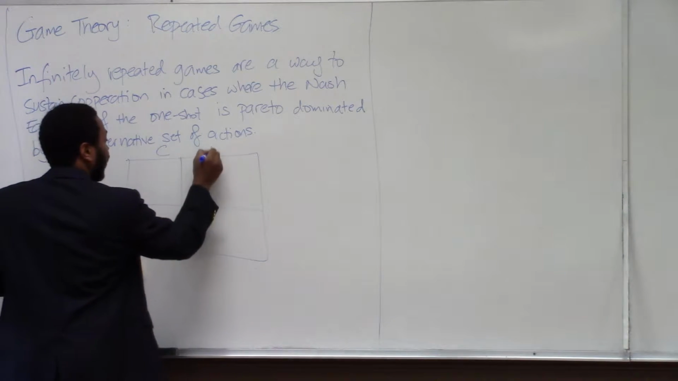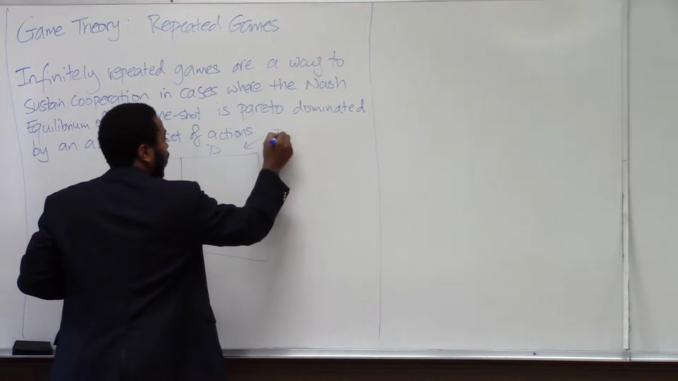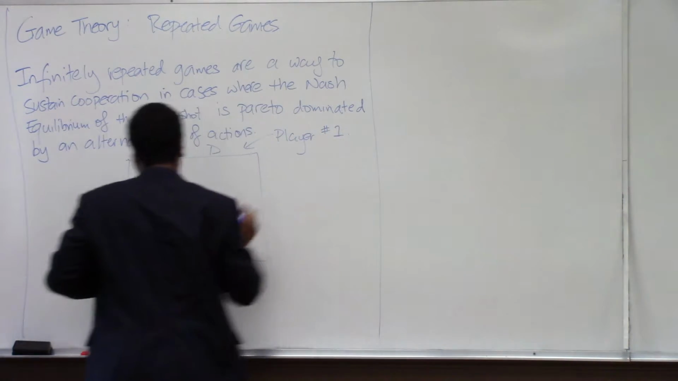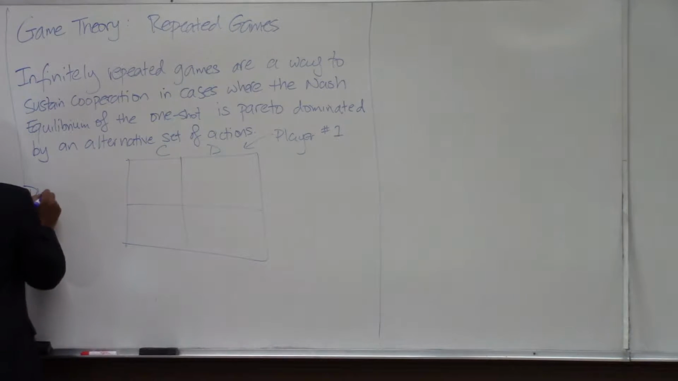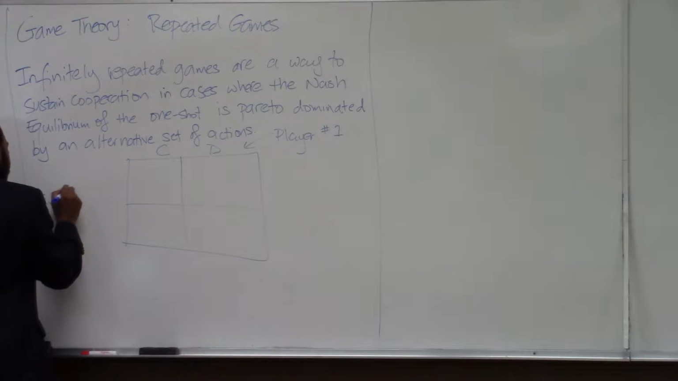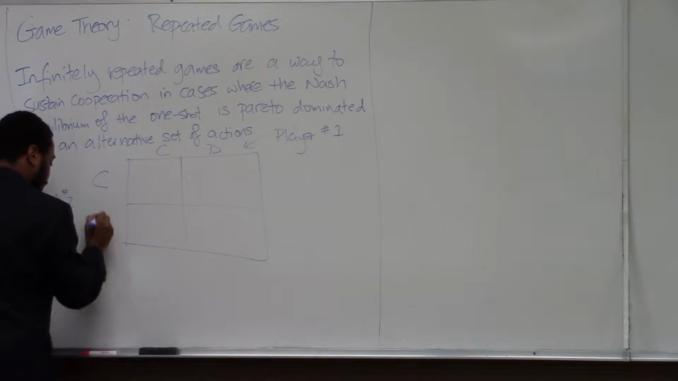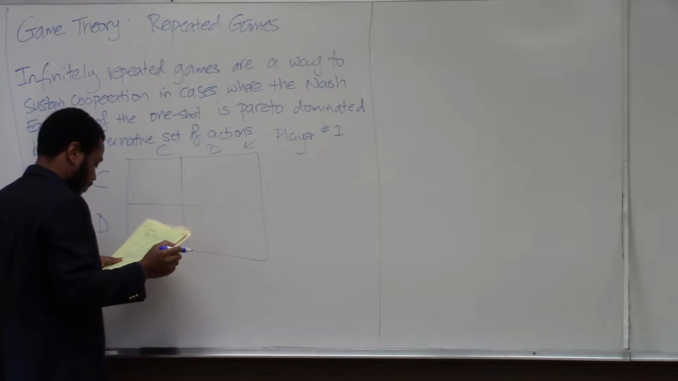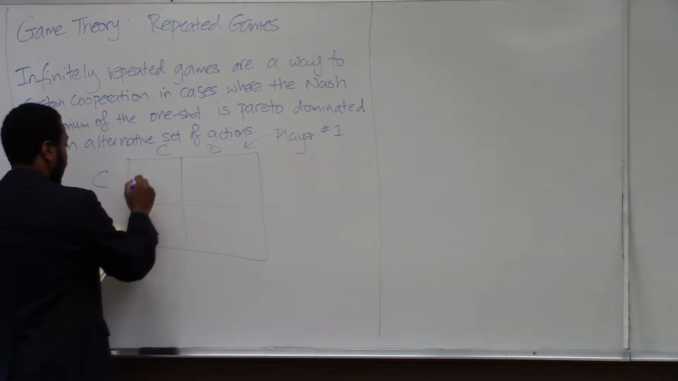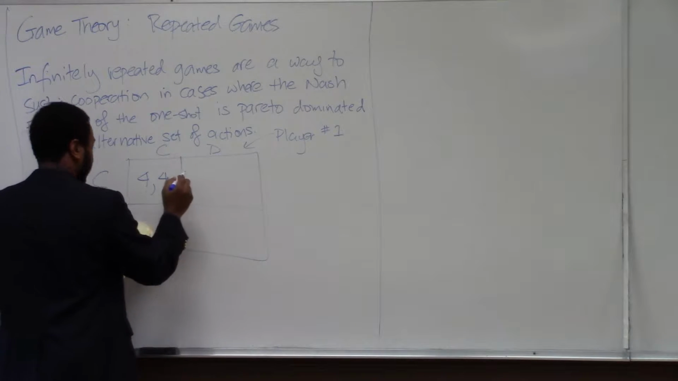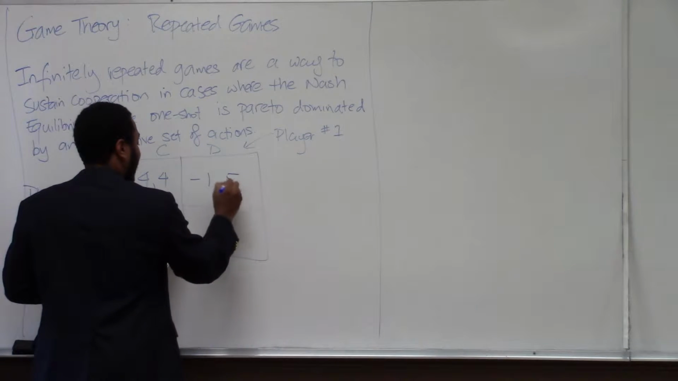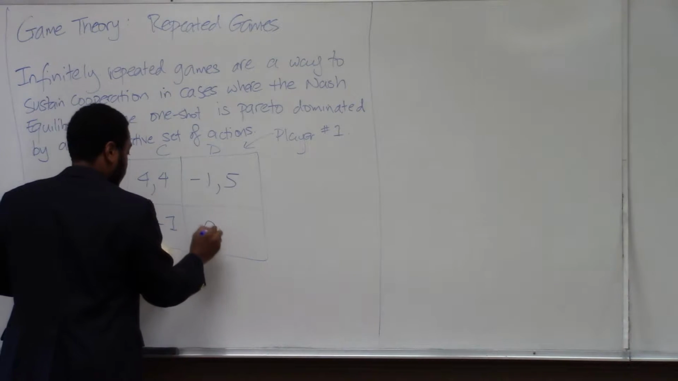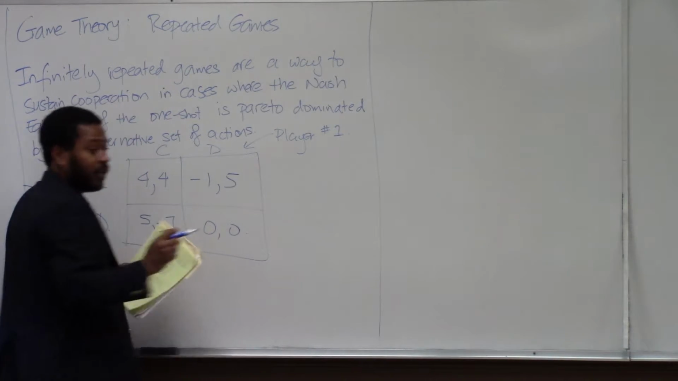We're going to have cooperate and defect, and this is going to be player one's actions, and player number two, cooperate and defect. And we have payoffs of 4, 4, minus 1, 5, 5, minus 1, 0, 0, right?